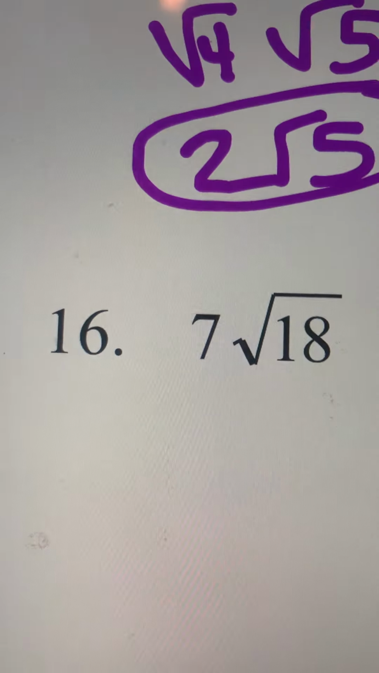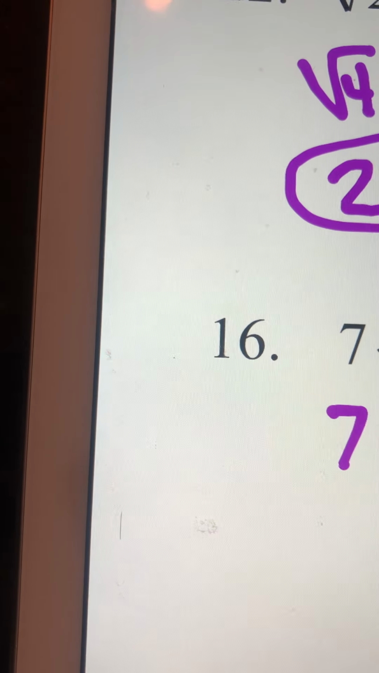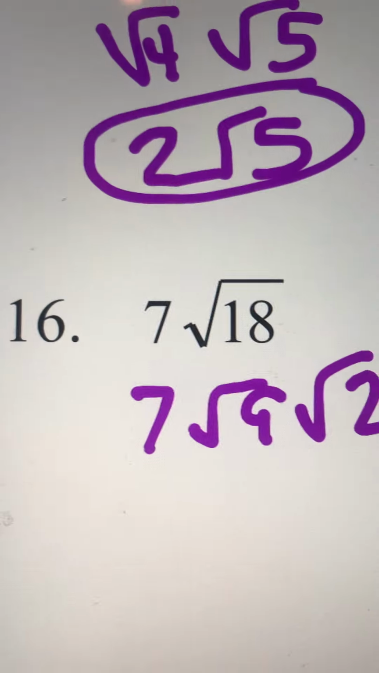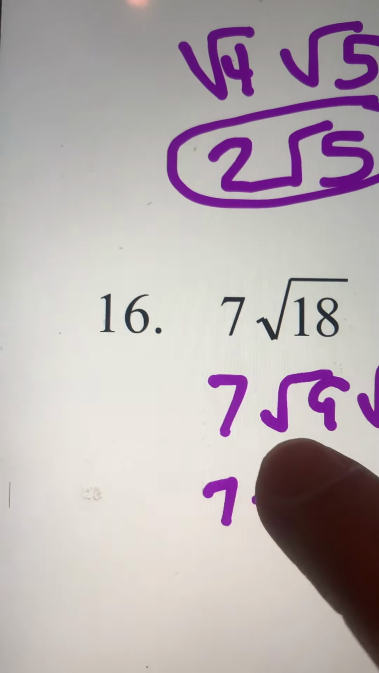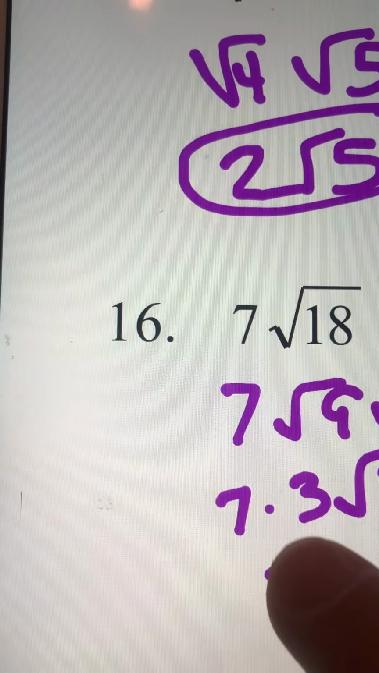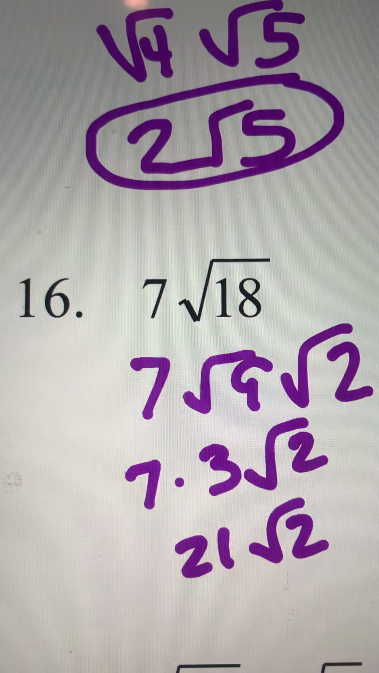Now they start getting a little bit trickier, like maybe putting a number in front. 7 root 18. The square root of 18 is the square root of 9 times the square root of 2. The square root of 9 is 3. 7 times 3 is 21.